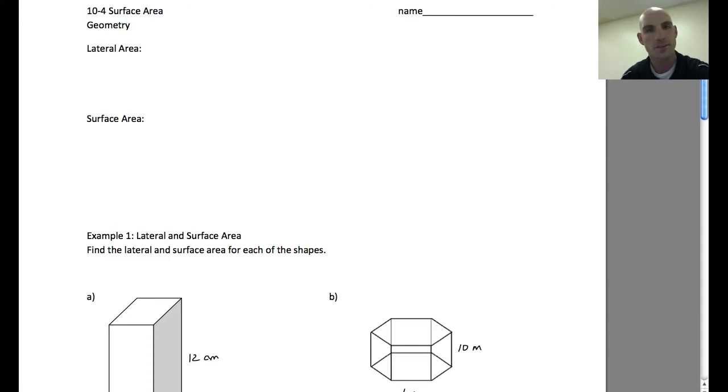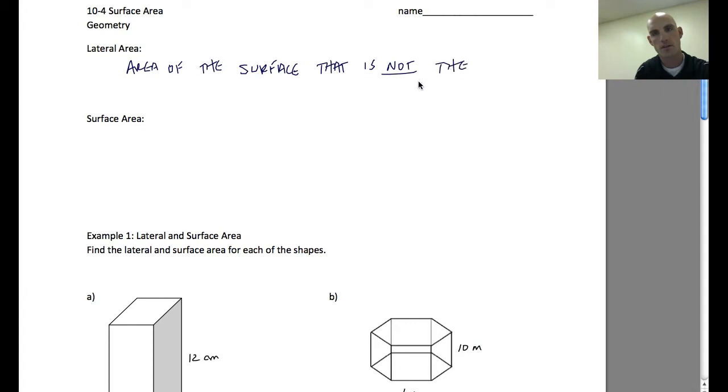Going to talk about a couple different aspects of surface area. The first that we're going to talk about is lateral area. Now, lateral area is the area of the surface that is not the bases. And so when I say this, I'm meaning you find the surface area and subtract the bases.